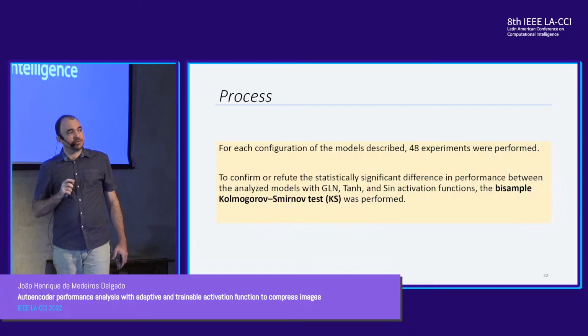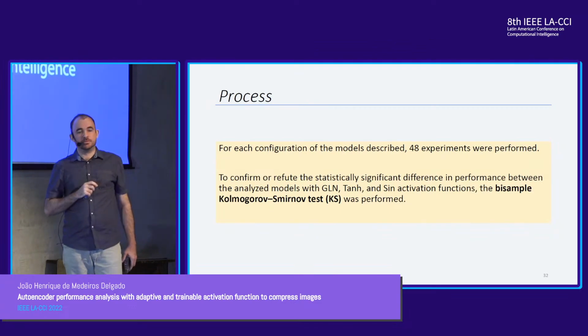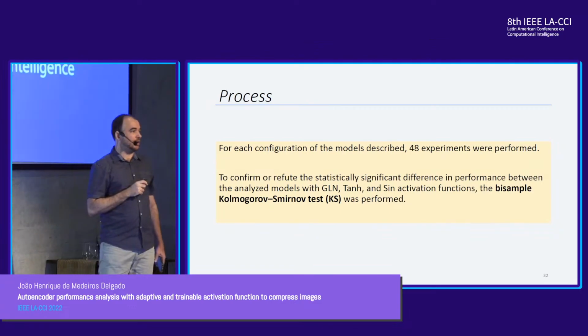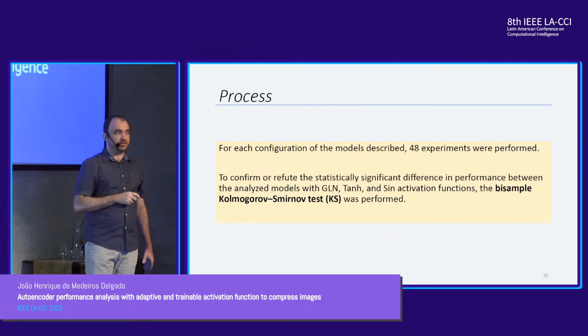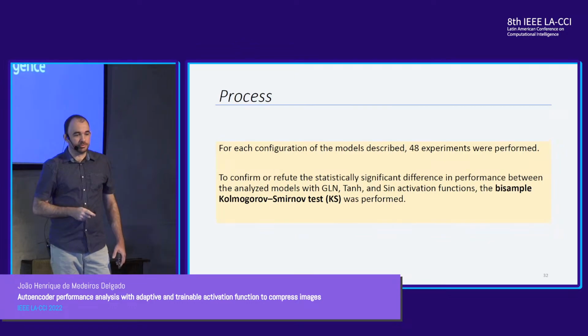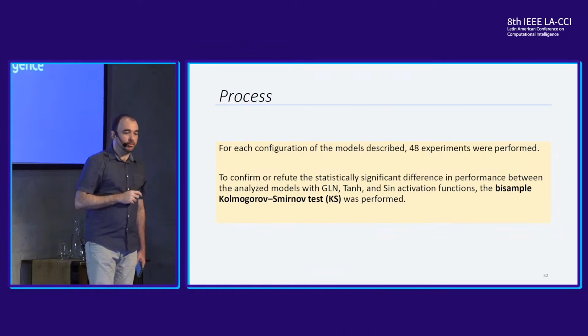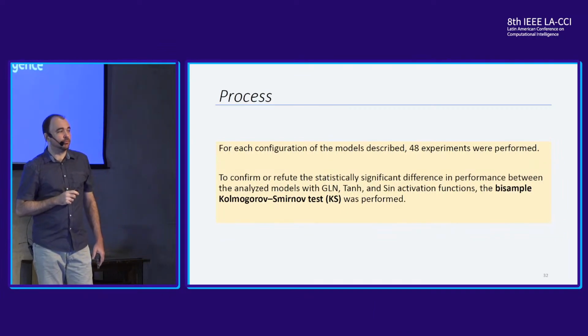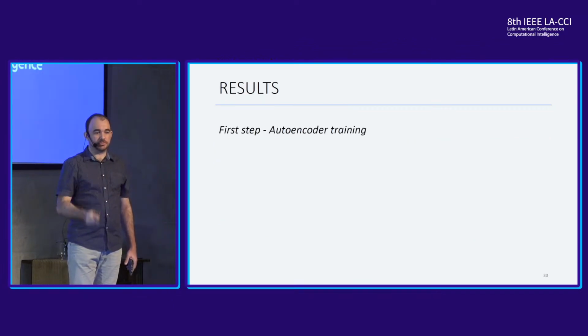Due to the stochastic behavior of the neural network, for each configuration of the model described, we run 48 experiments, 48 samples for each model. And we use the KS test, called the Kolmogorov-Smirnov test, to confirm or refute the statistically significant difference in performance between the models. The results.